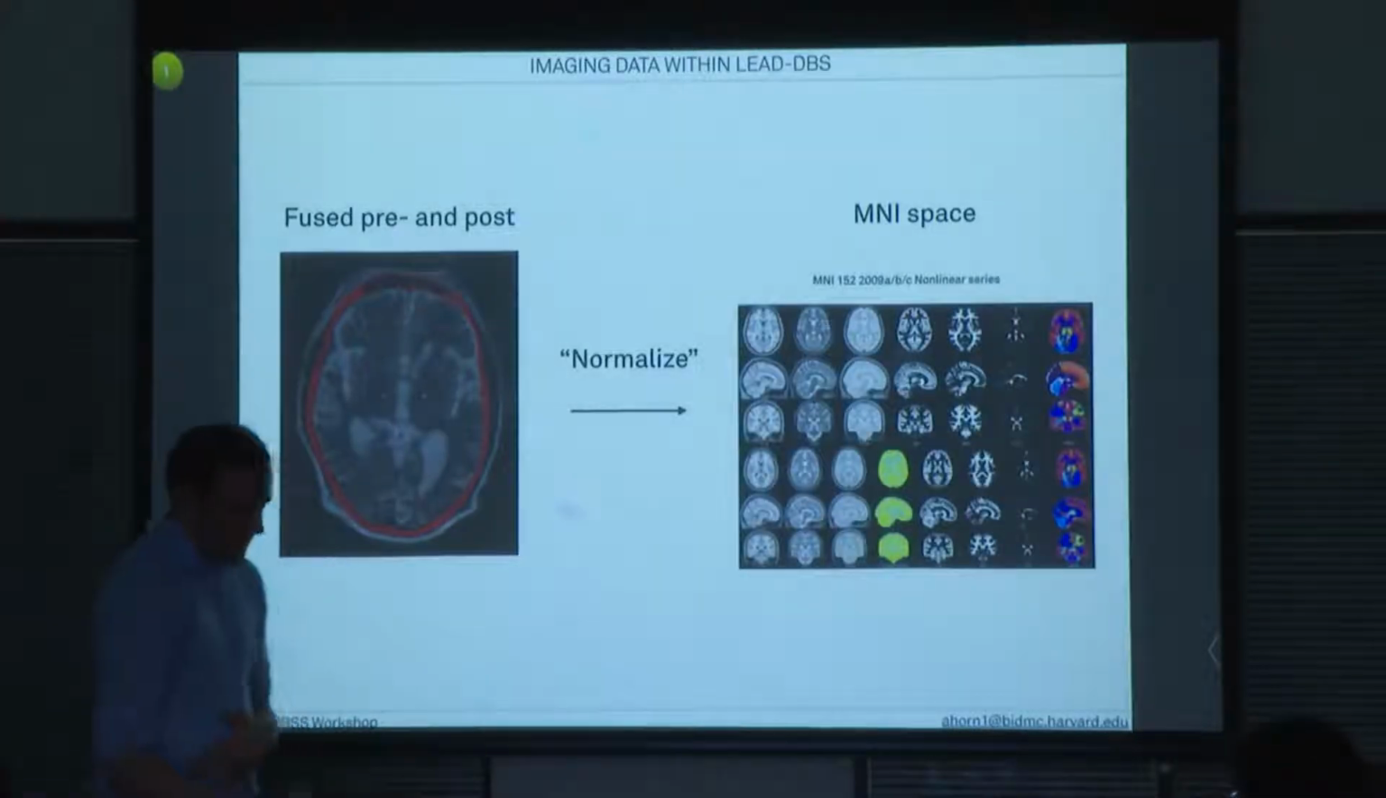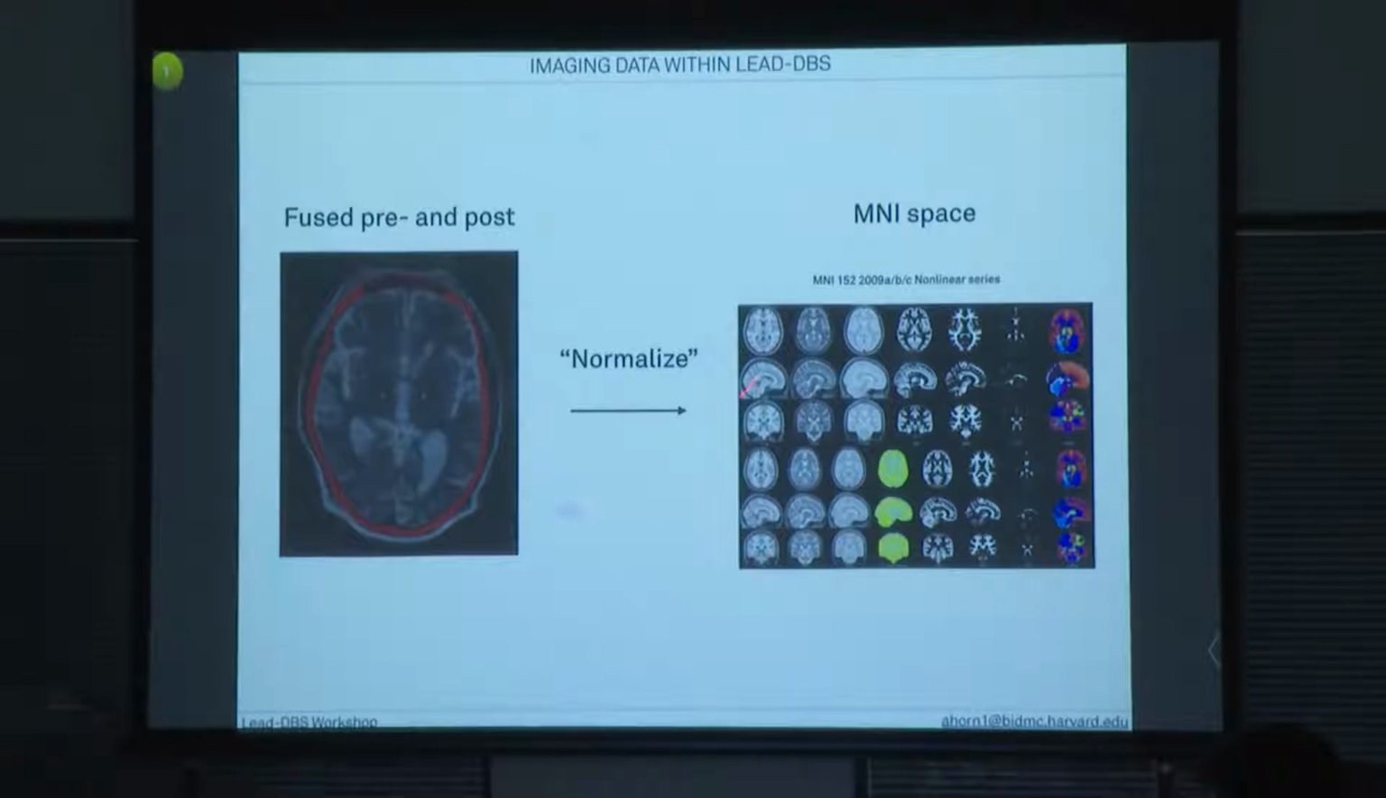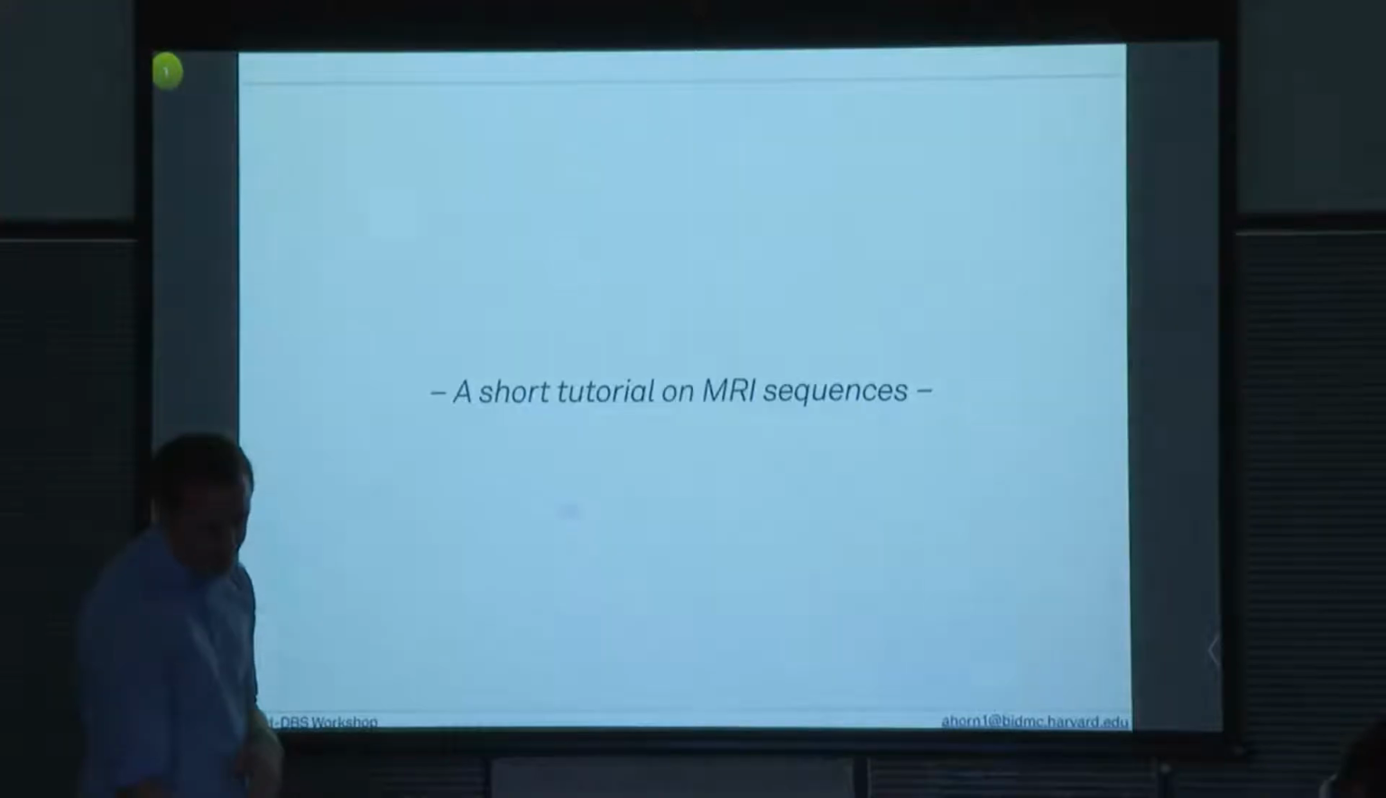Okay, so this step, I said it in the beginning, is called normalization by SPM, but it's still a co-registration somehow. It's just something they invented to make it clear that if we talk about normalization, we go from patient to template. And we adopted this terminology as well.